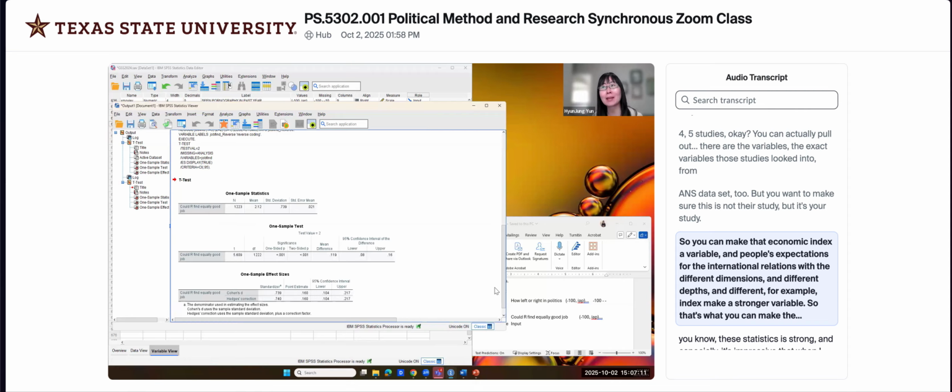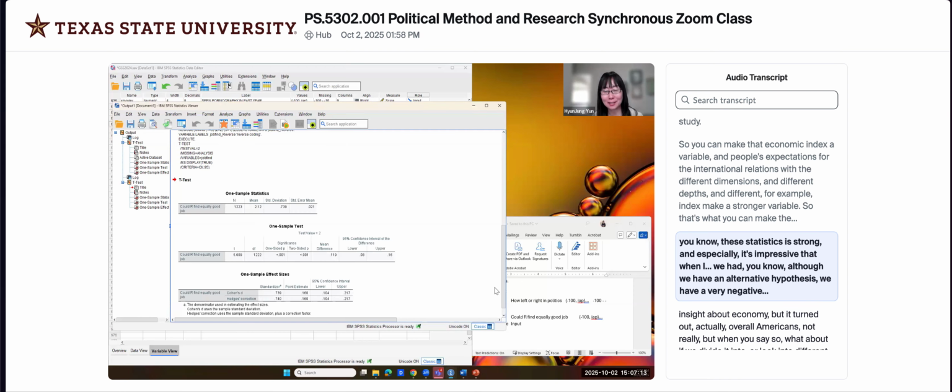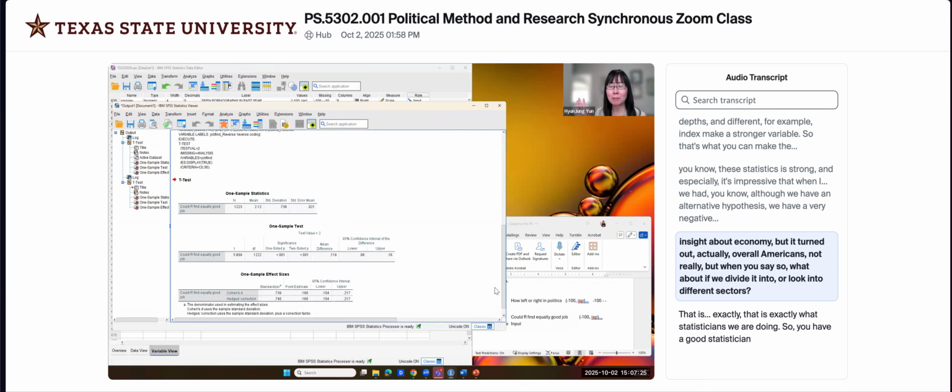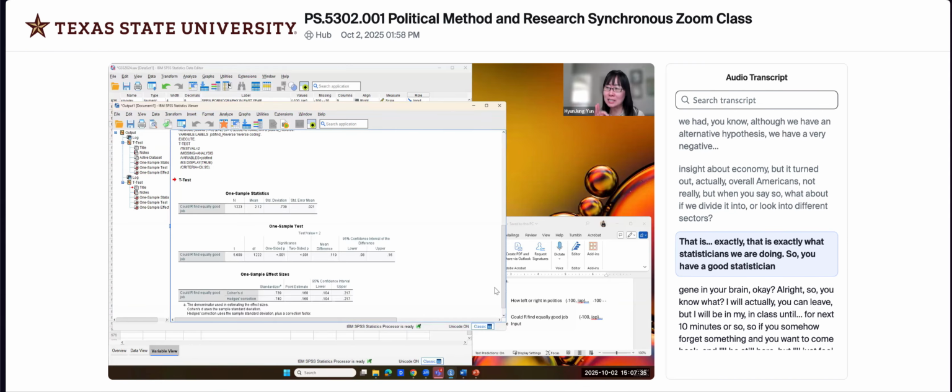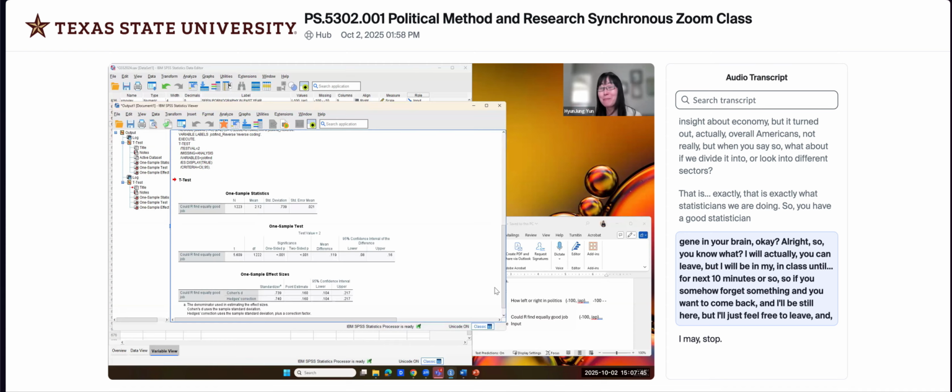That's what makes this statistics strong. It's especially impressive that although we had an alternative hypothesis of a very negative insight about the economy, it turned out that overall Americans are not really negative. But then you asked, what about if we divide it and look into different sectors? That is exactly what statisticians do. So you have a good statistician gene in your brain.